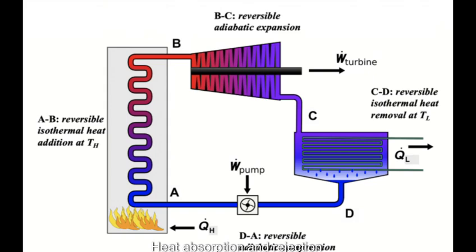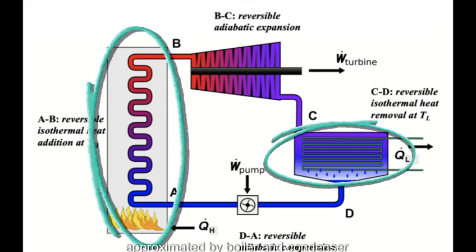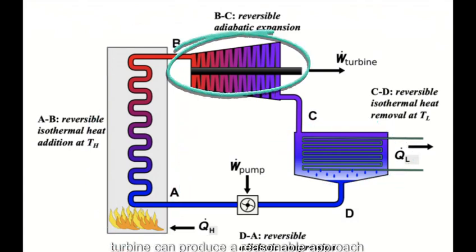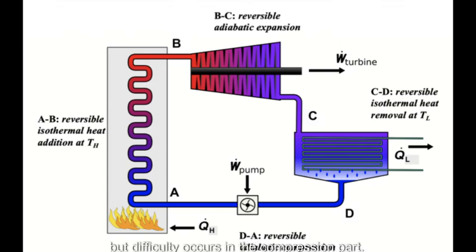Heat absorption and rejection at constant temperature can be closely approximated by a boiler and condenser in the 2-phase region, and an efficient turbine can produce a reasonable approach to reversible adiabatic expansion, but difficulty occurs in the compression part. If compression is carried out slowly, there will be an equilibrium between the liquid and vapor, but the rate of the power generation will be low and there will be appreciable heat transfer to the surroundings.